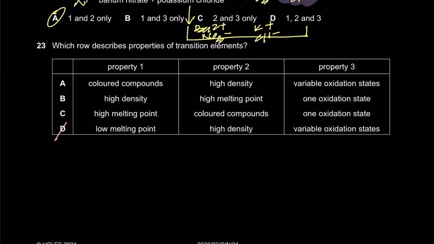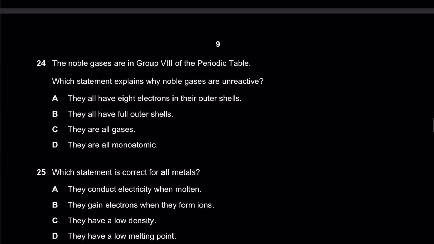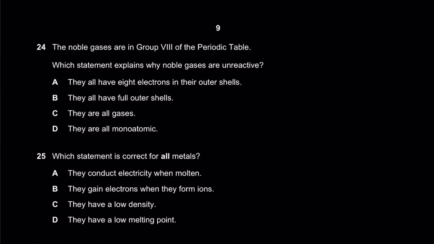Let's look at property 2. High density, high melting points, colored compounds, all 3 are correct. Variable oxidation state 1, 1. No, sir, it does not have one oxidation state. It has variable oxidation state. So A is correct. The noble gases are in group 8 of the periodic table.